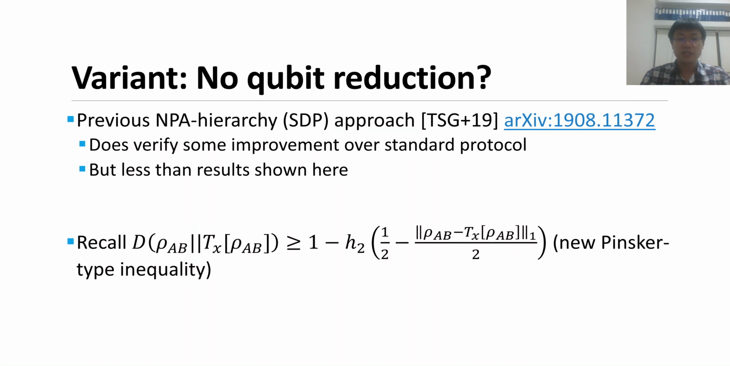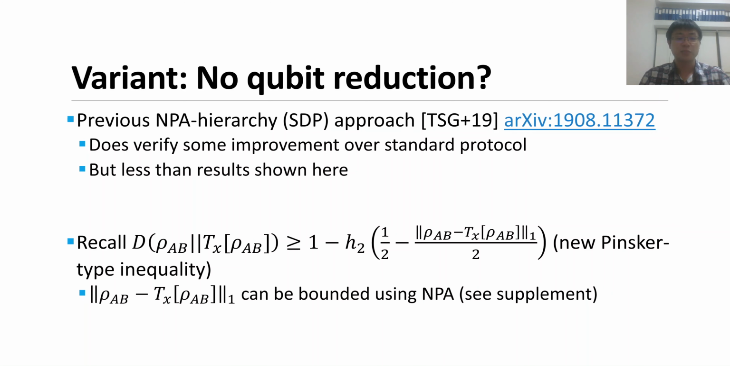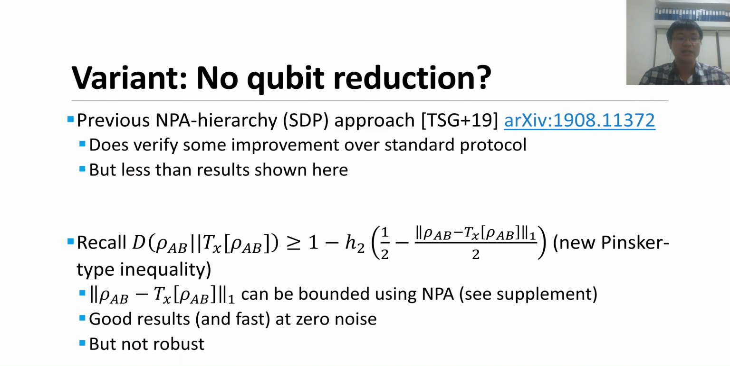Another approach that might work is to consider the modified Pinsker inequality that we have described in this work. In fact, this was one of the original motivations for the development of this Pinsker type inequality, because even without the qubit reduction, you can bound the trace distance expression here using the NPA hierarchy of semi-definite programs. And it turns out when we tried using this approach that when there is no noise, this approach can actually certify tight bounds on the entropy. And the benefit of it is that it is much faster than the approach in the previous paper. However, the drawback of this approach is that it doesn't seem to be very robust once we start adding noise. So we are still looking into whether this technique can be improved further.